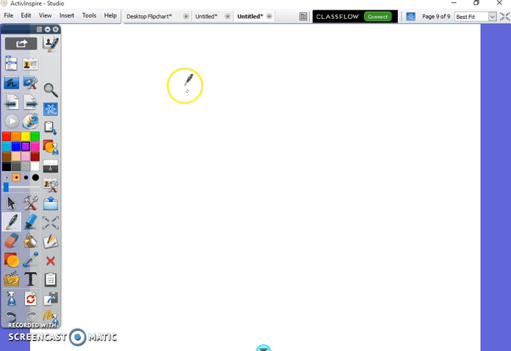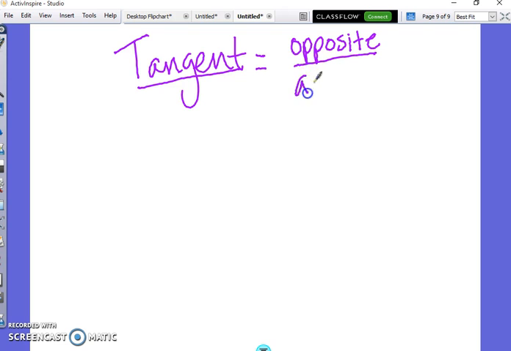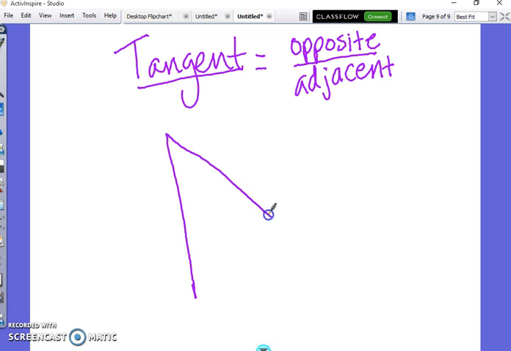Our last ratio is tangent. We've done opposite over hypotenuse, we've done adjacent over hypotenuse. Now we're doing opposite over adjacent. Okay, so I'm setting up my triangle ABC.